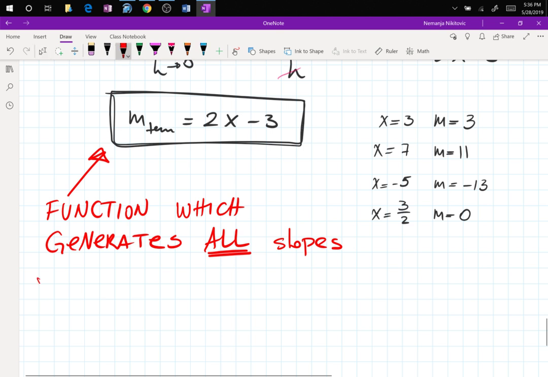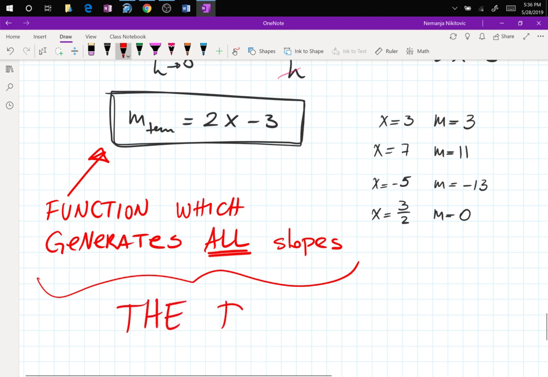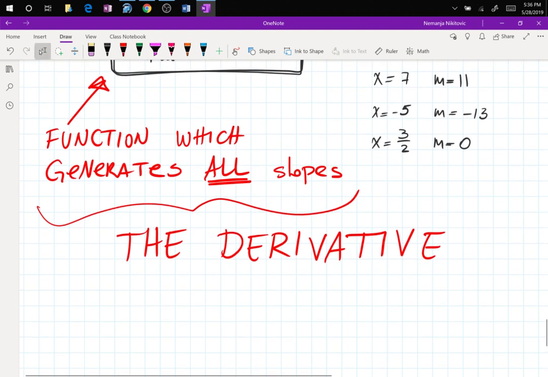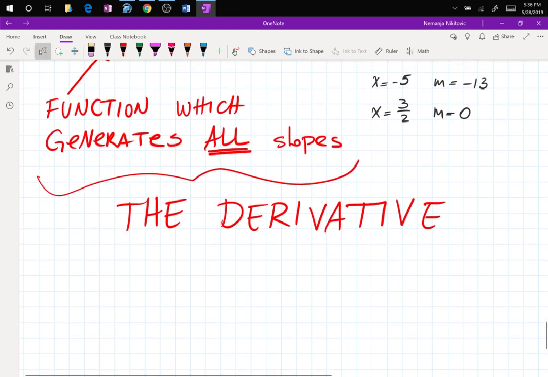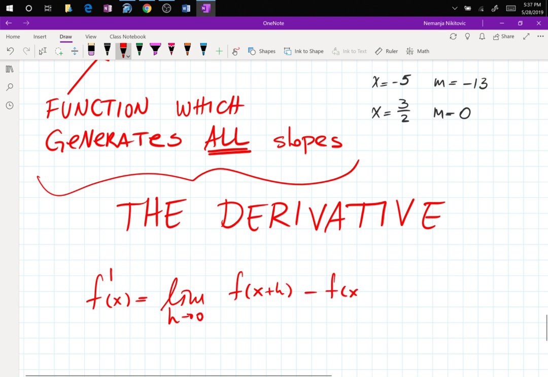So, this is called the derivative. The notation for the derivative is f prime of x, and it's calculated by the limit as h goes to 0 of f of x plus h minus f of x divided by h.